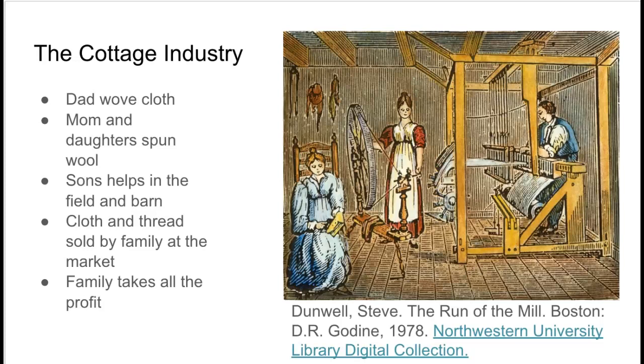So the first is the cottage industry, and it's exactly what you probably think it is. A family lives in an agrarian area, they have a farm, they have animals, they have crops. But as a side hustle, they also take the wool that they get from their sheep, they card it, they spin it into thread, and then that thread is woven into cloth. And they do this within their home. And you see the dad here on the loom, the mom with the spinning wheel, the daughter carding the wool. They have the sheep, they create this wool, they create the cloth, they sell the cloth at the market, they profit from it. That is what the cottage industry is.